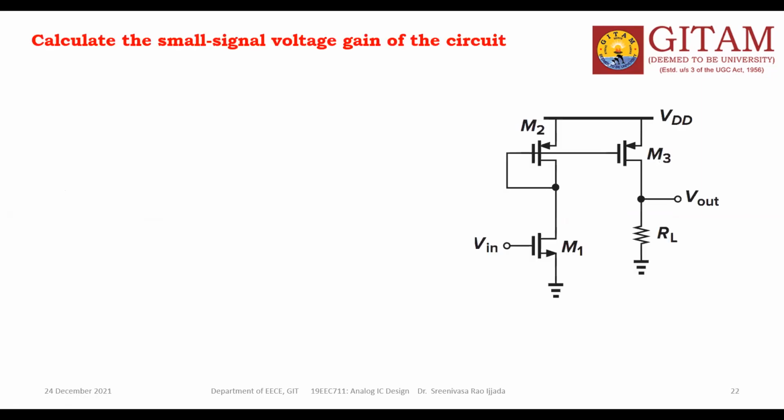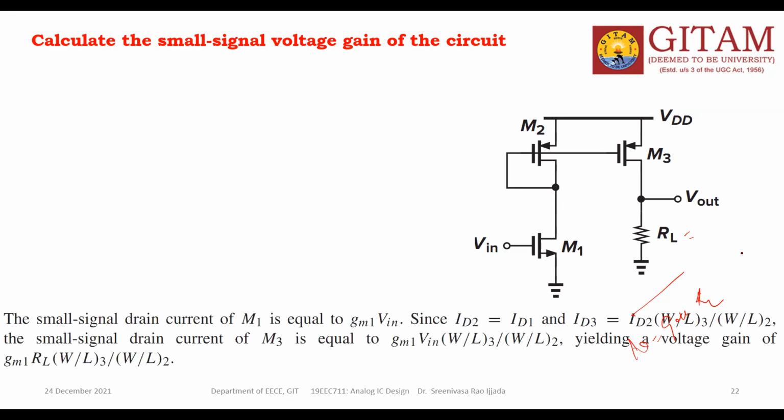So calculate the small signal voltage gain of this circuit. What is the voltage gain formula? AV is equal to GM into RL. Am I correct? That is the basic formula. So see, the small signal drain current of M1, that means you can say I1, is GM1 multiplied with the input voltage.